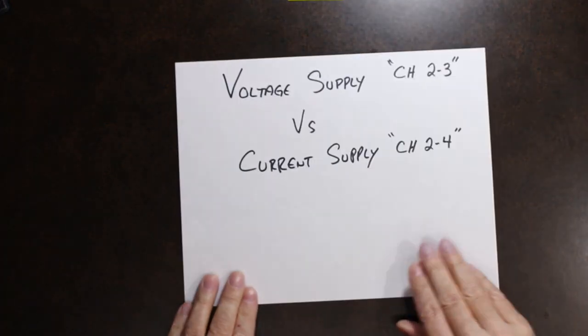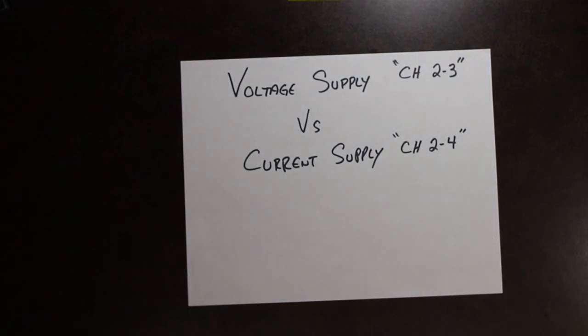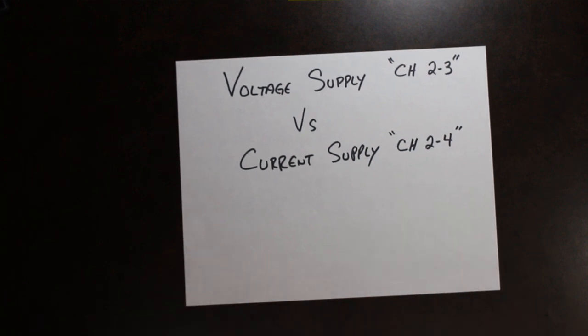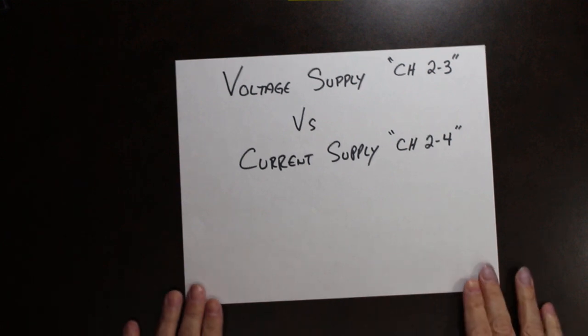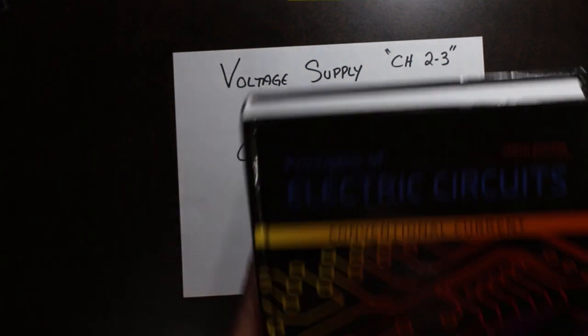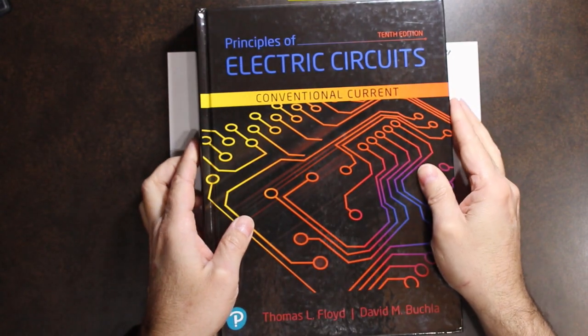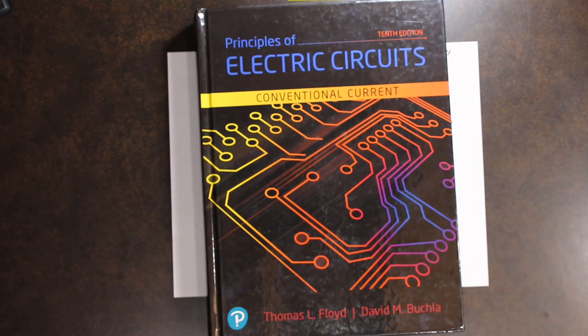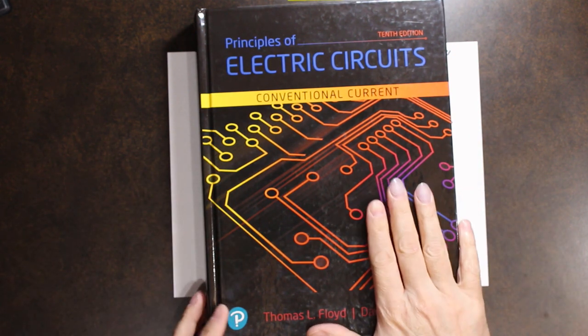Before we do Norton's Theorem, we need to do a little backtracking and talk about a voltage supply versus a current supply. If you don't remember what a voltage supply is versus a current supply, or you're new to this and you want to do some research, you can do some checking up. Our textbook is Principles of Electric Circuits, Conventional Current Edition by Floyd and Buchla. We use the 10th edition.